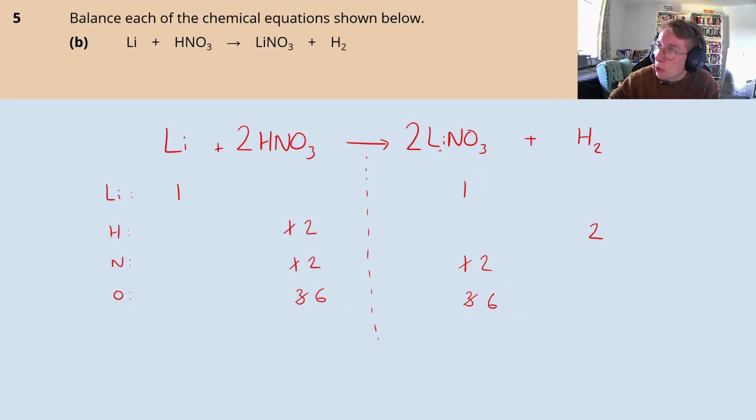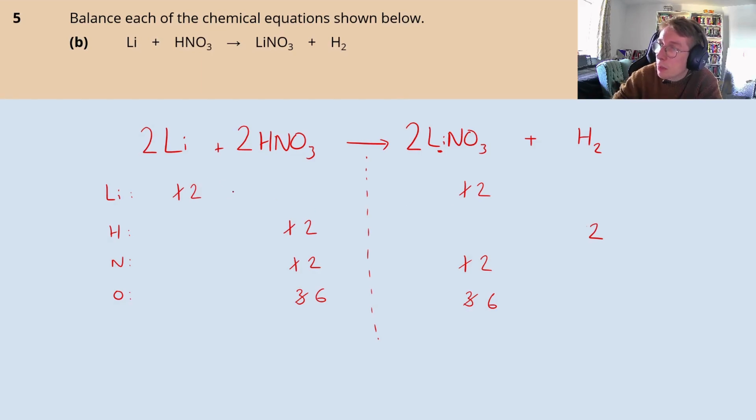But we've also added another lithium. There's 2 of these now. So now the lithiums aren't balanced. So now I need to look at those. So I've got 2 on the right, I've got 1 on the left. There's a lithium on its own on the left-hand side of the equation. So what I can do is I can put a big 2 in front of it.